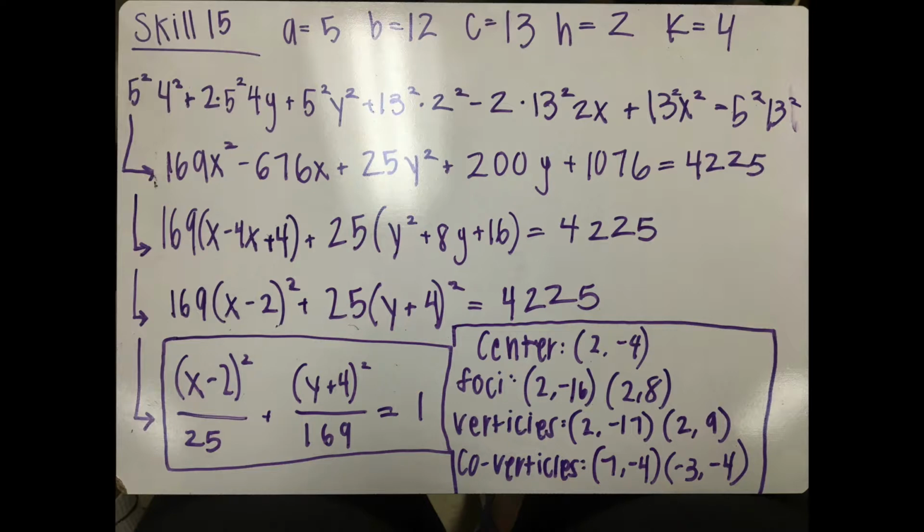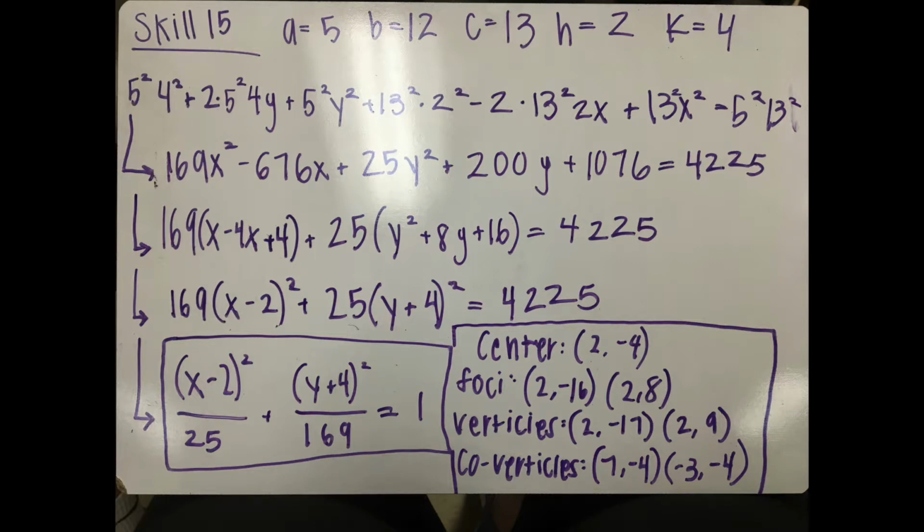After that, I divided both sides by 4,225 in order to get the right side to equal 1, and it also is what gave me my final equation for this ellipse. My final equation was (x minus 2) squared divided by 25 plus (y plus 4) squared divided by 169 is equal to 1.